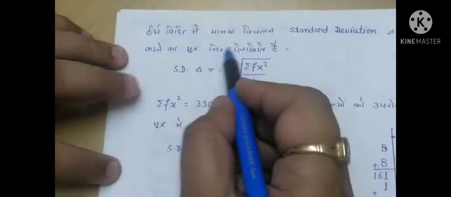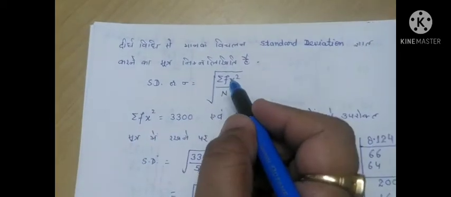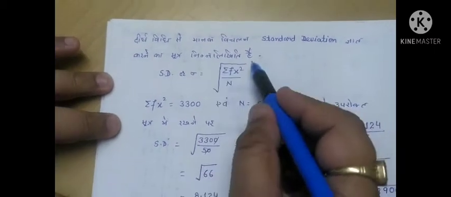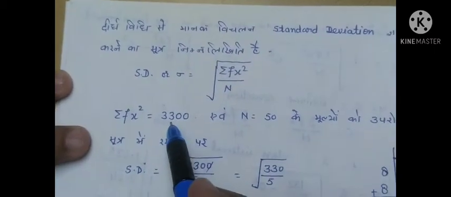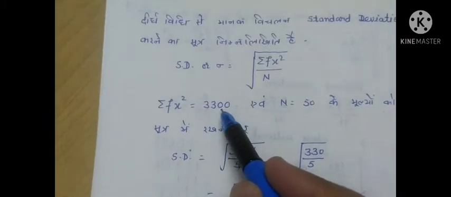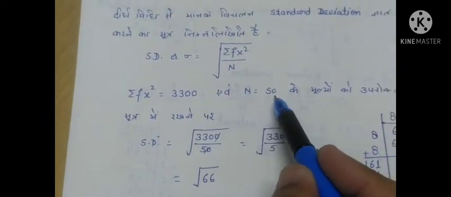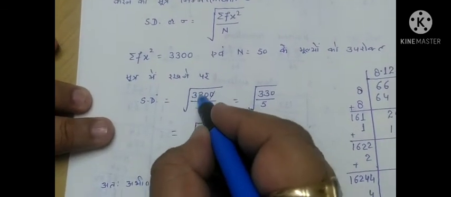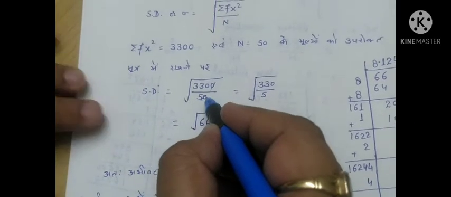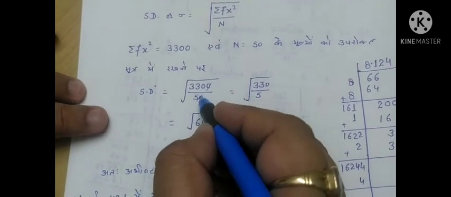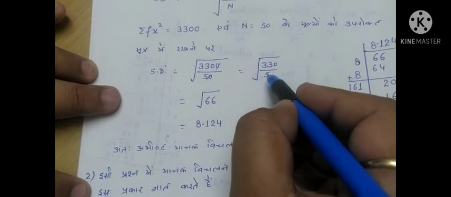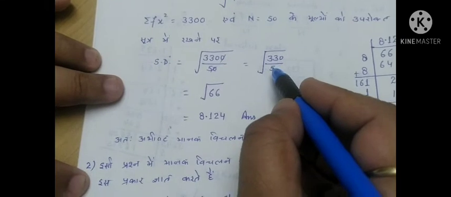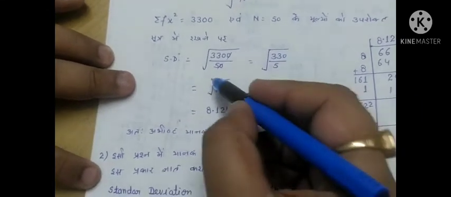To calculate this SD with the long method, the formula is the square root of summation fx square by n. Here summation fx square is 3300 and n is 50. Using these two values, SD is equal to under root 3300 upon 50. Cancelling the 10, this gives us 330 by 5, and dividing 330 by 5, 5 6s are 30, so 66. So under root 66.